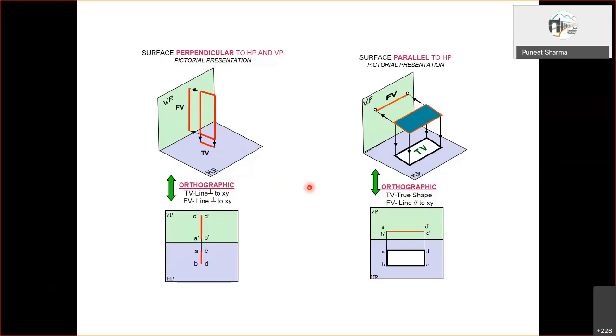And likewise, in the second figure, the plane figure is parallel to the horizontal plane. And of course, if it is a plane figure parallel to the horizontal plane, then it will by default be perpendicular to the vertical plane. So for this case, again we obtain a line view in the front view, and in the top view.